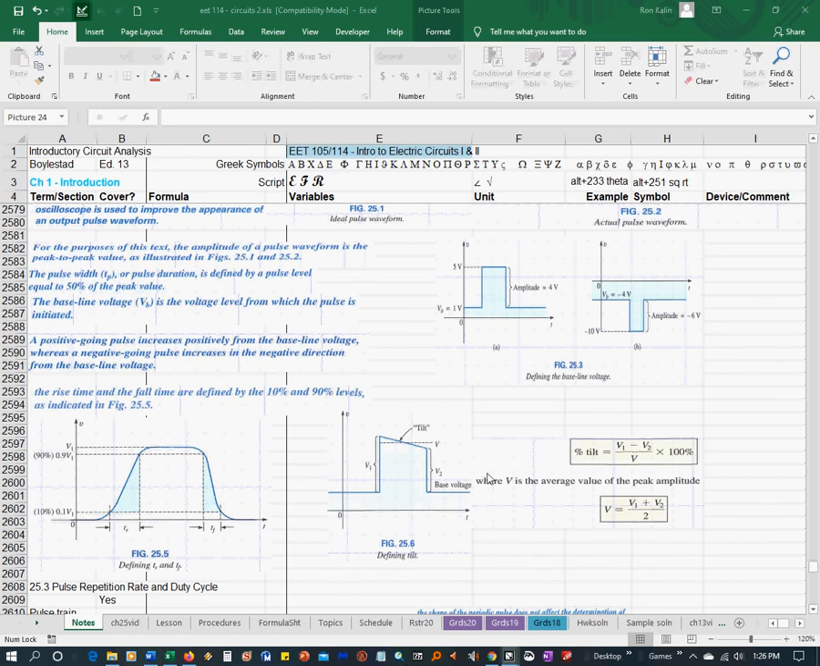And then the percentage of tilt: if you have a tilt in your pulse like this, it would be the amplitude of the rise, and this is the amplitude of the falling edge. So you take the difference between those two, divide it by V, and that's the percentage tilt. V is the average value, so V1 plus V2 divided by 2 is V. That's what this V is up in this equation.